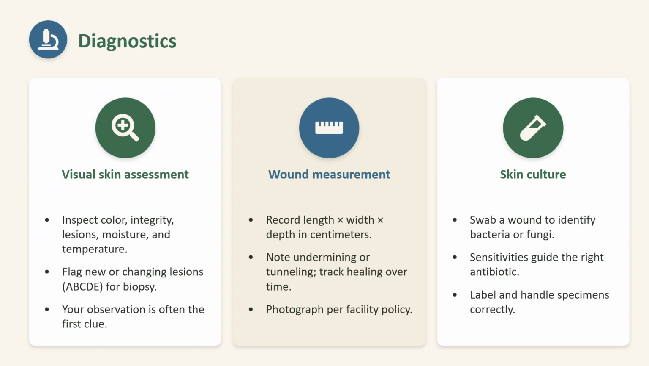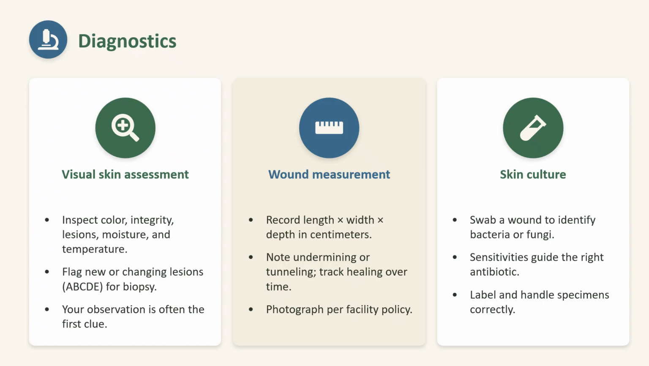Describe precisely what you see: size, shape, color, drainage, because your written observation is frequently the very first clue the provider has. Second, wound measurement. When there's an open wound, we measure it in centimeters, length by width by depth. We also check for undermining or tunneling, where the wound extends under the skin edges or bores in one direction, and we measure at each visit so we can track whether it's healing or worsening. Consistent measurement and photography per your facility's policy make that trend visible.